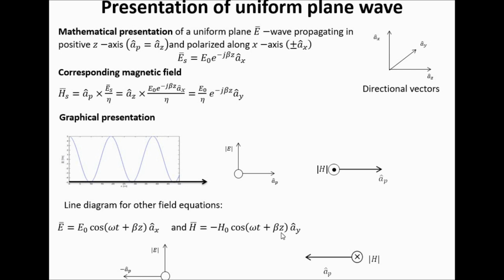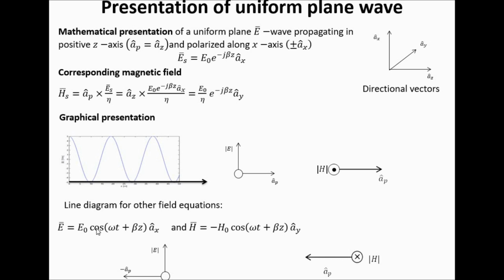Similarly, the magnetic field here varies in y direction, but there is a negative sign here. So the magnitude of H is pointing inward to the screen. So you can use a cross here, representing the negative, and it is propagating in negative z-axis.